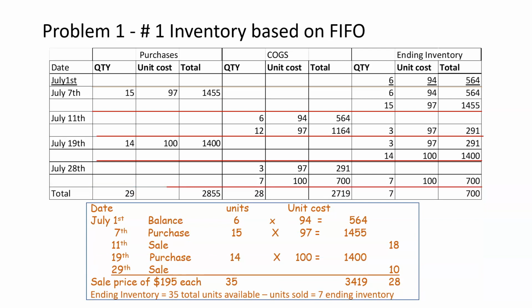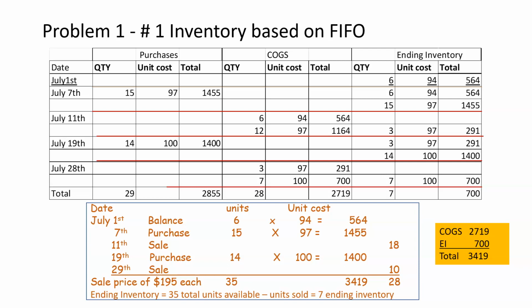That is our total. Now, what does this tell us? Our cost of goods sold is going to be $27.19. Our ending inventory is going to be $700. And we add those together and we get the total cost of goods available for sale. Now, always do that check. Cost of goods sold and ending inventory should always equal cost of goods available for sale.